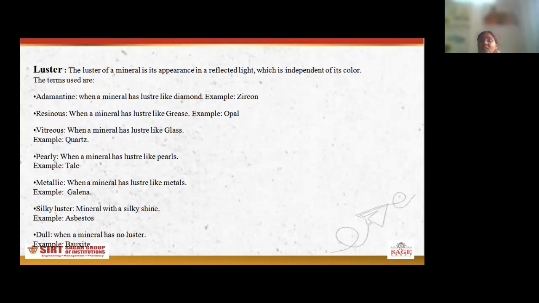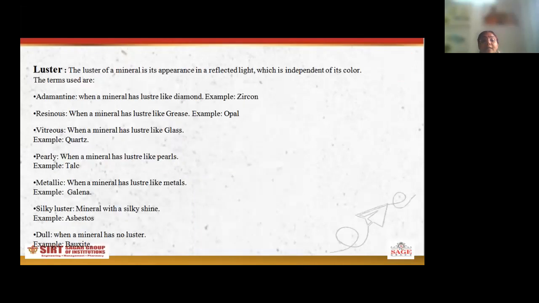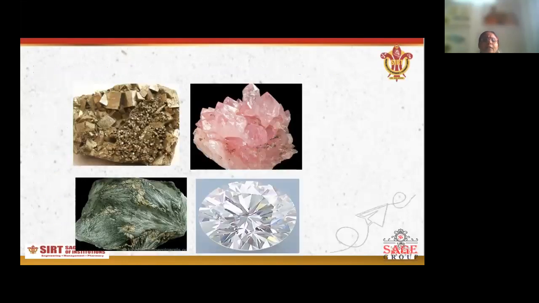Silky luster is like the shine of silk. Asbestos always gives silky luster. Then dull, just like earthy, luster like soil. That is known as earthy luster or dull luster, shown by bauxite. So these are different lusters of different types of minerals. Here is rose quartz, and some pieces of cut diamond.